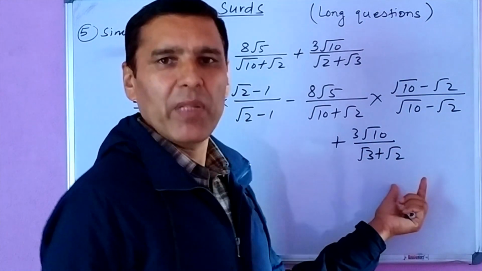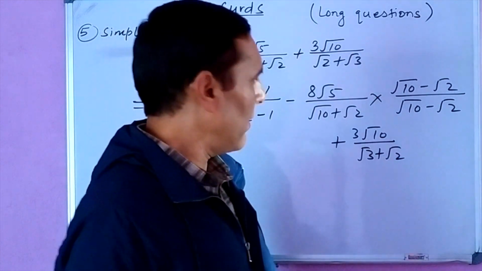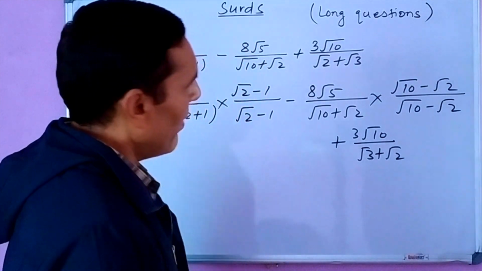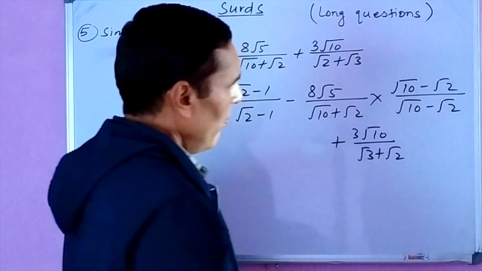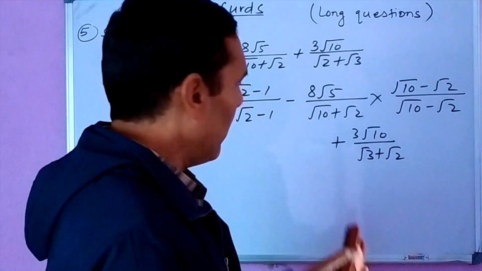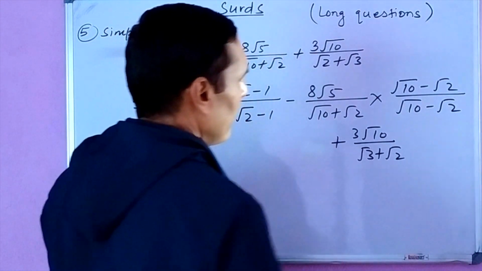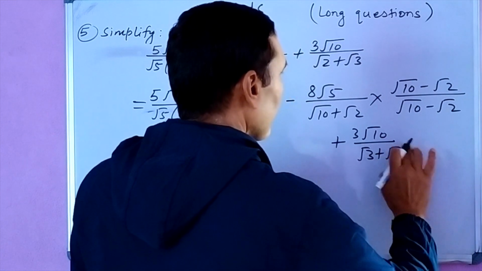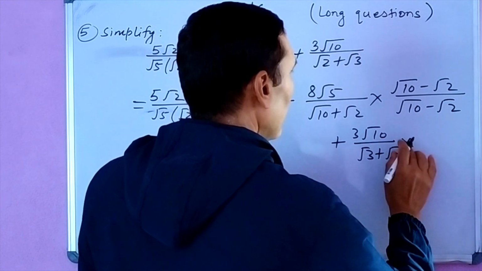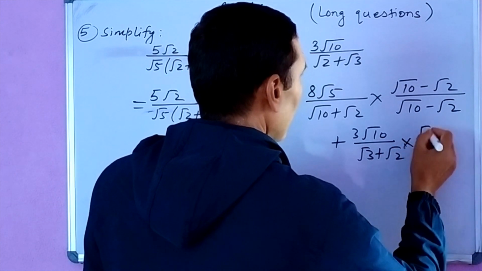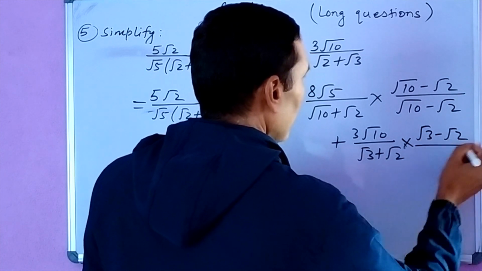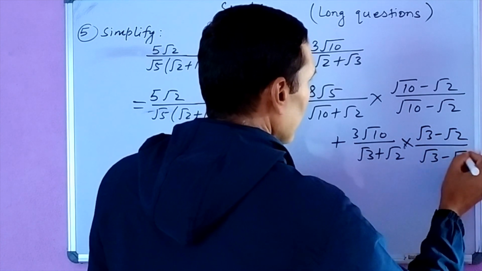Generally it is the same thing to write root 3 plus root 2 or root 2 plus root 3. If you write the bigger number in front, then while making a square minus b square, we will not get the negative minus sign there, into root 3 minus root 2, root 3 minus root 2.